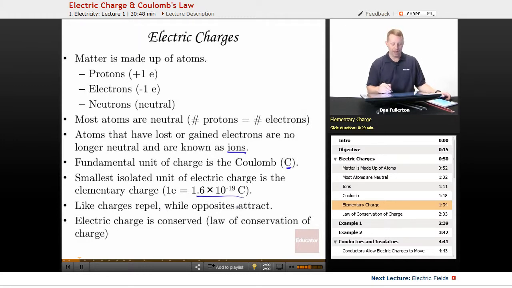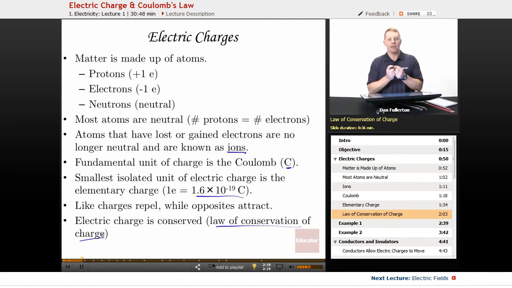Like charges repel while opposites attract, probably knew that already, and electric charge is conserved. This law of conservation of charge is a huge idea again in AP Physics C, E&M. What that really means is if we have any closed system, whatever charge we start with is the same charge we're going to have when we're done. If we start with a neutral atom and we pull off 2 electrons, we have negative 2 elementary charges over here. What we're left with over here must be positive 2 elementary charges, so that the sum total of the charge is still 0, is still neutral. That's the law of conservation of charge.